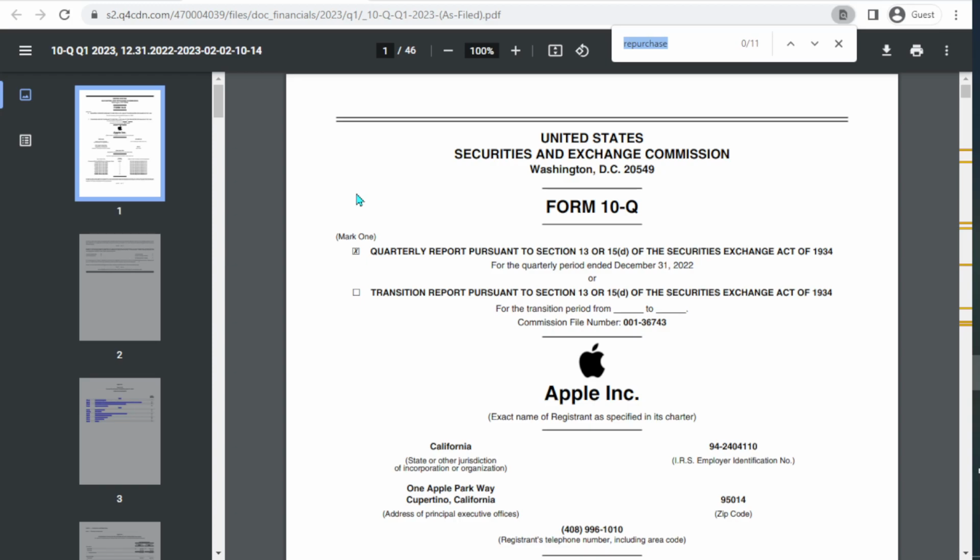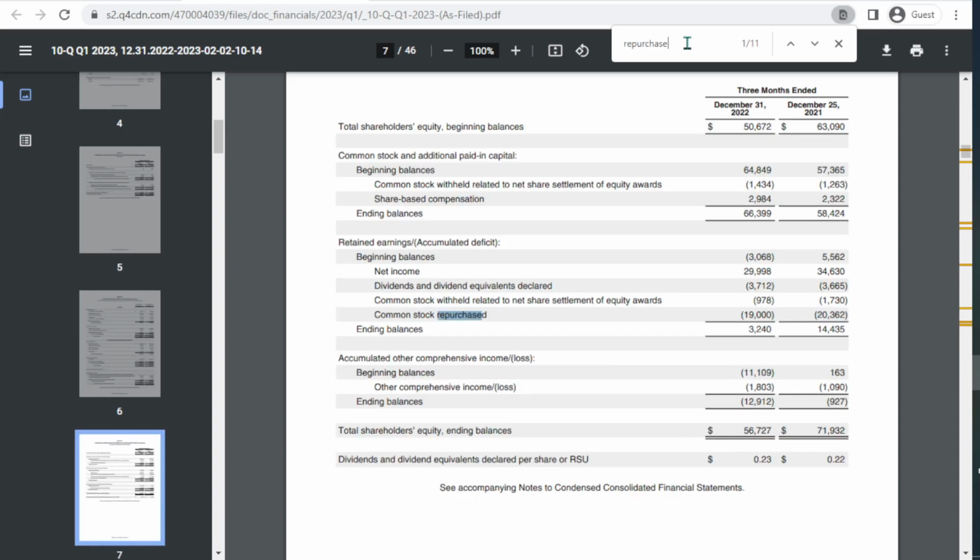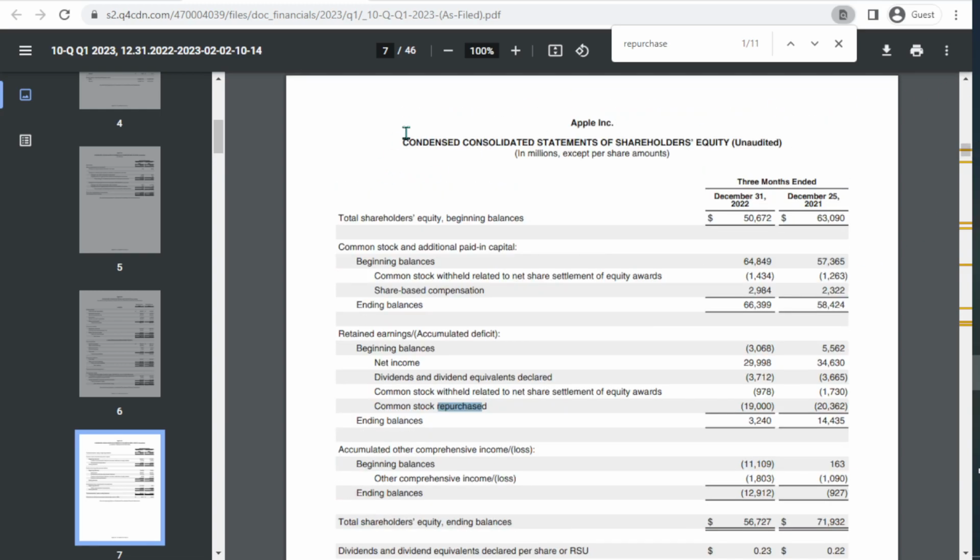So by doing this, I'm really narrowing things down to just 11 searches right here. So you can see 0 out of 11. So I'm just going to click enter, and then just kind of scroll my way through this entire document. So we're going to hit enter. And okay, well, what's the first thing that comes up? Common share repurchases of $19 billion. And where is this being shown? It's being shown on the condensed consolidated statements of shareholders' equity. All right, so now we know that they purchased $19 billion worth of shares in Q1.